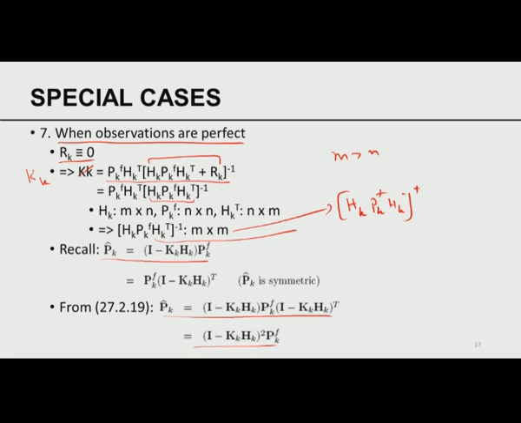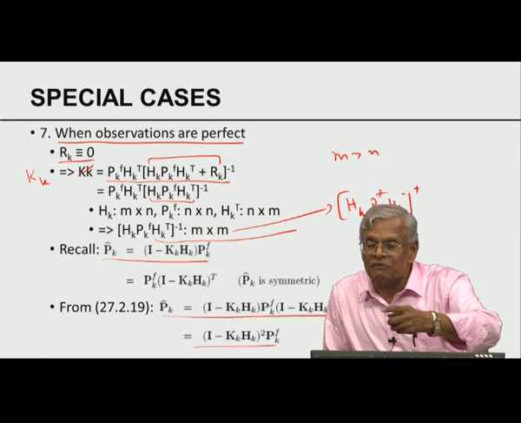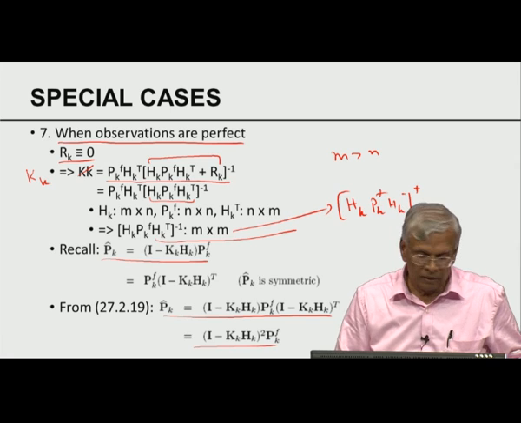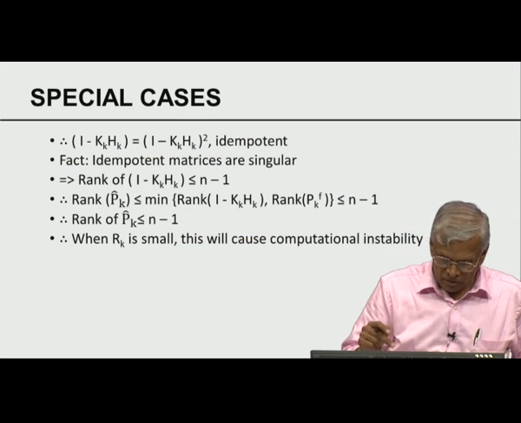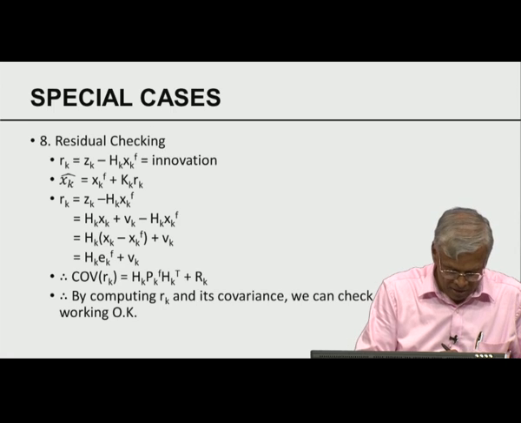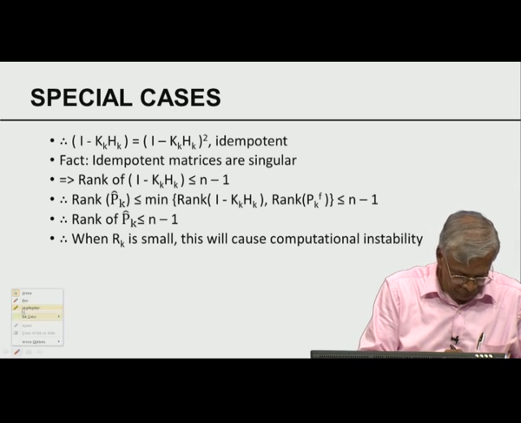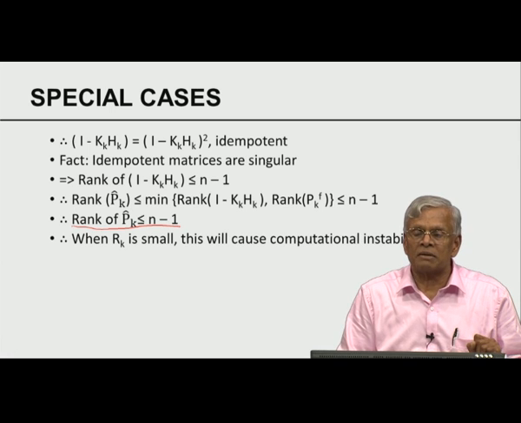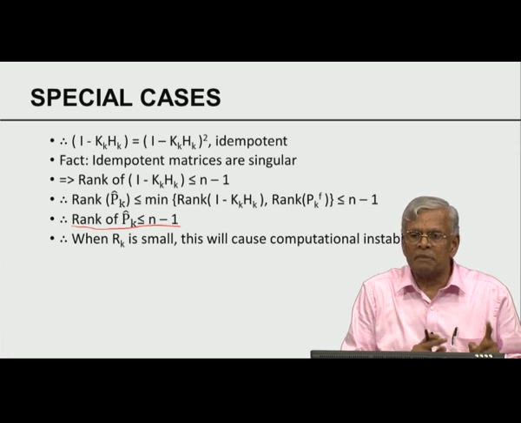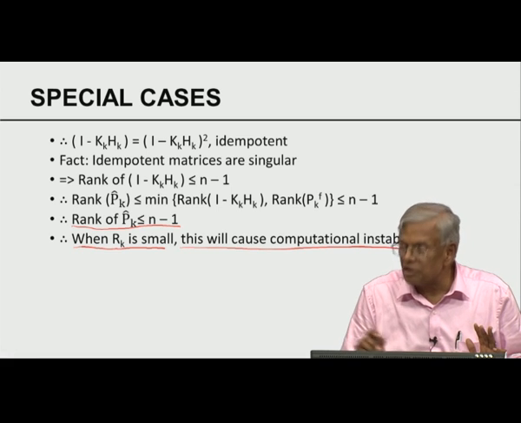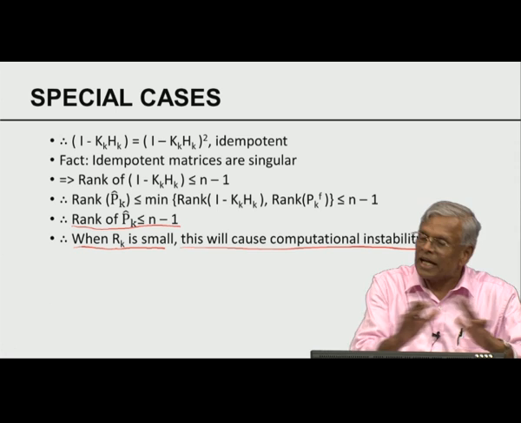Therefore, what is the story? We would tend to think that if the observations are perfect, means there is no error, that will help you. But within the context of the Kalman filter equation, perfect observations are a nuisance. Perfect observations are a nuisance in this particular case. Therefore, the rank of Pk, so that is exactly what I have talked about. From here, you can see the rank of Pk is less than or equal to n minus 1. That matrix may not be SPD, and if that matrix is not SPD, there could be computational difficulty. Therefore, what is the story? When Rk is small, this could cause computational instability. That again comes from the analysis of the special case.